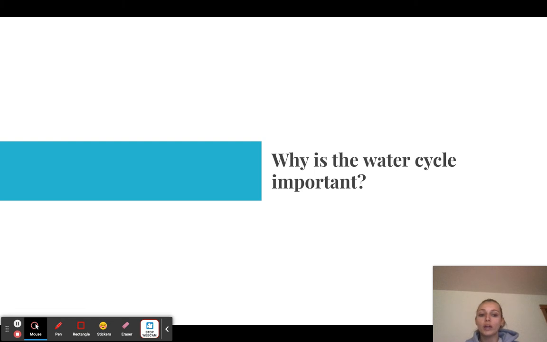Why is the water cycle important? The water cycle is important because it has a dramatic influence on Earth's climate and ecosystems. It is how water reaches plants, animals, and us. If water did not recycle itself, we would run out of clean water, which is essential to life.